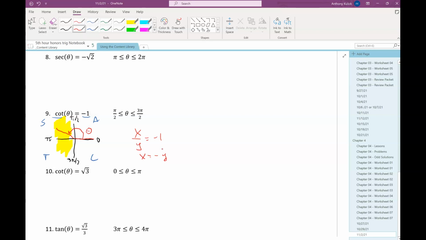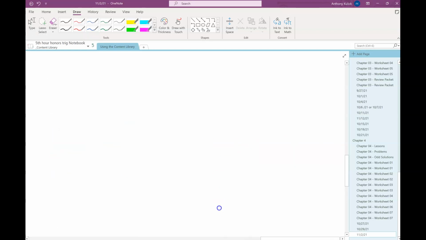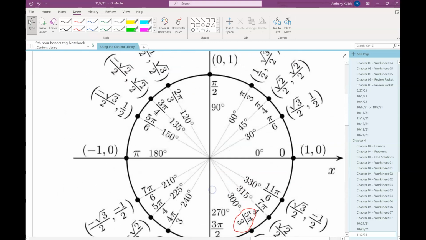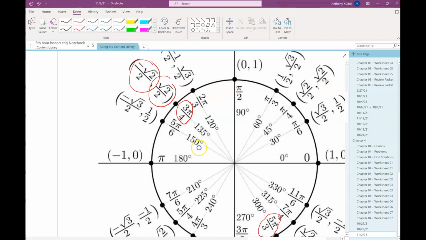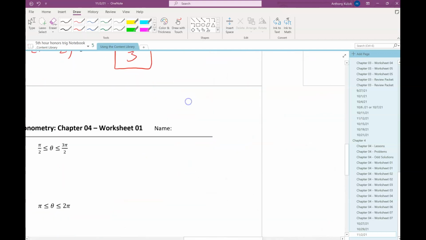Does that feel okay, Peyton? Yeah. So if I look there at my unit circle in quadrant 2, that's the spot where the x and y coordinates are just opposite. One is positive root 2 over 2, the other is negative root 2 over 2. So 3 pi over 4 is my value for theta. Cool? Okay.